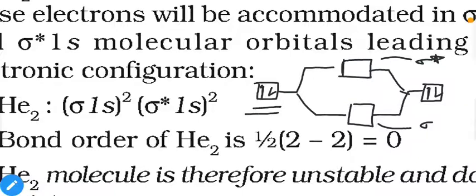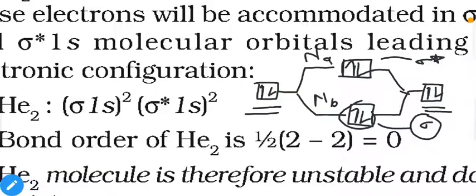Now the total number of electrons we have is 4, 2 from the first and 2 from the second atom. So the first 2 electrons will enter the bonding molecular orbital, but still we have 2 more extra electrons, so they must enter the anti-bonding molecular orbital. So in Nb, that means the number of electrons in bonding orbital, we have 2, and as Na, that means the number of electrons in anti-bonding orbital, we have also 2. So 2 electrons in bonding and 2 electrons in anti-bonding orbital.